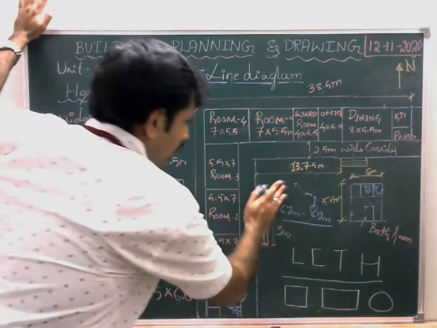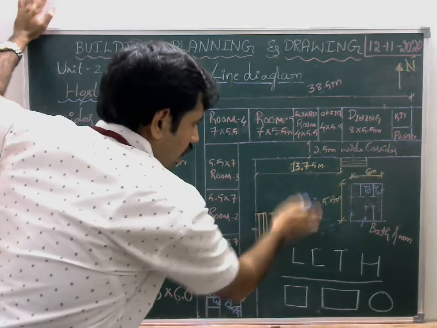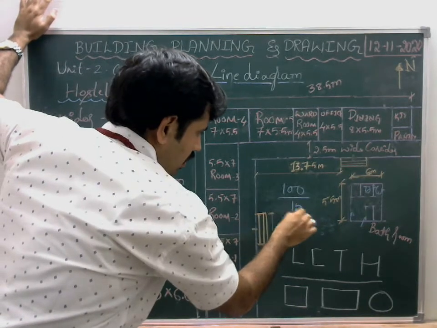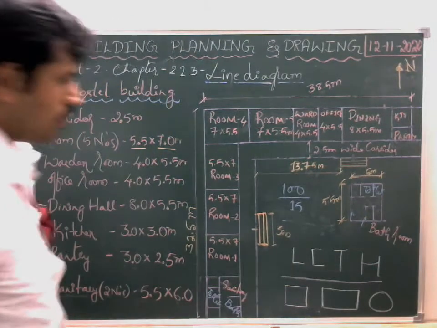So now, 100 people, 15 minutes each. There are 100 people, and each needs 15 minutes, so what about the calculation?